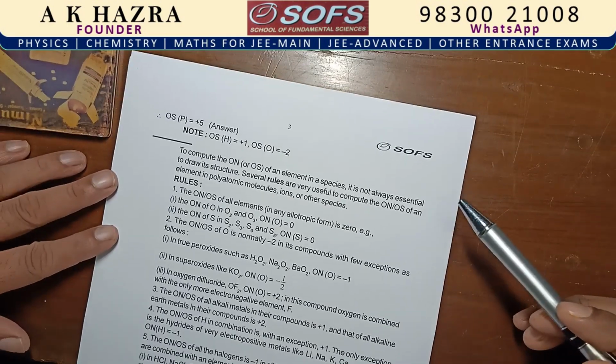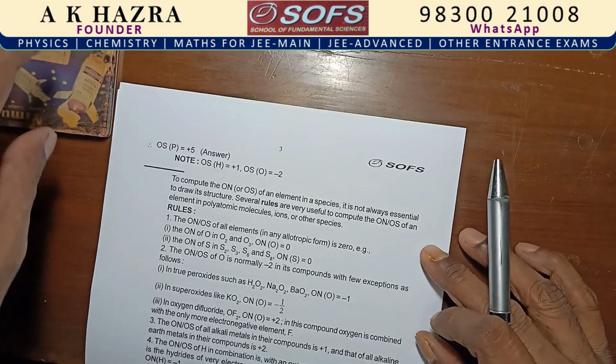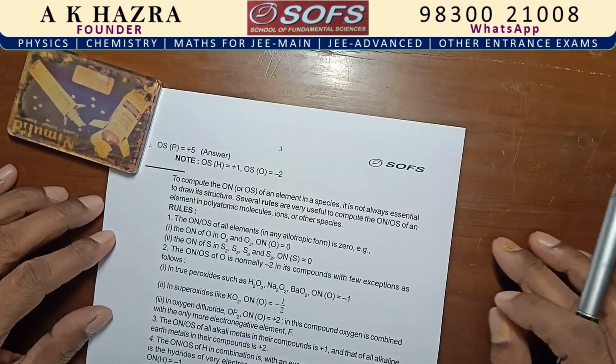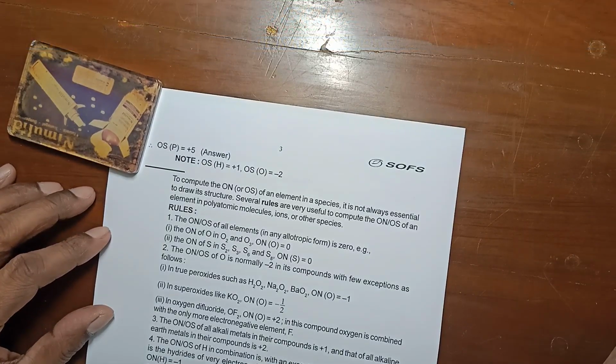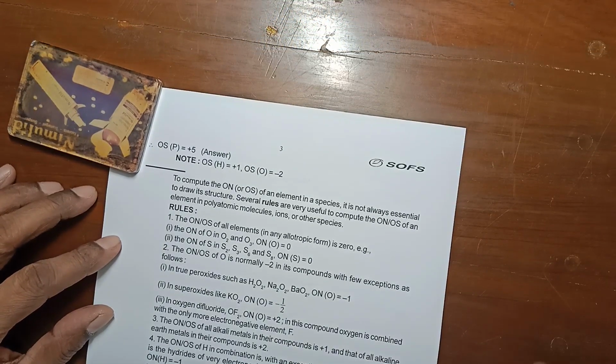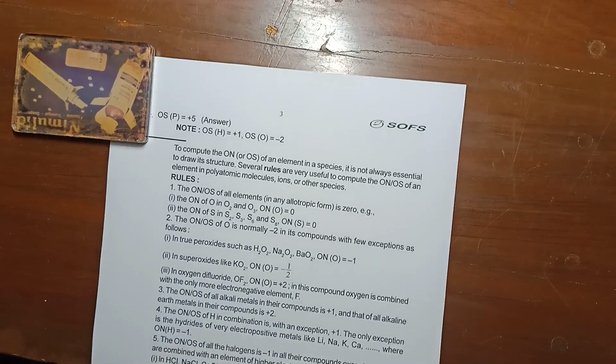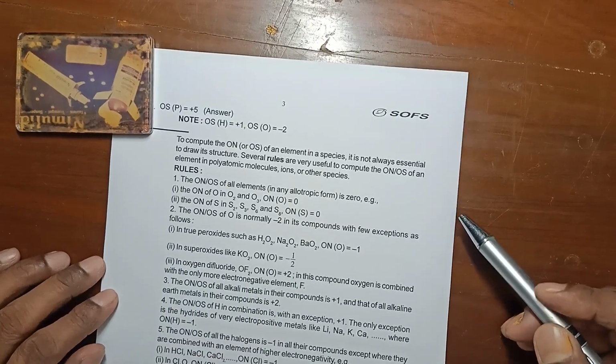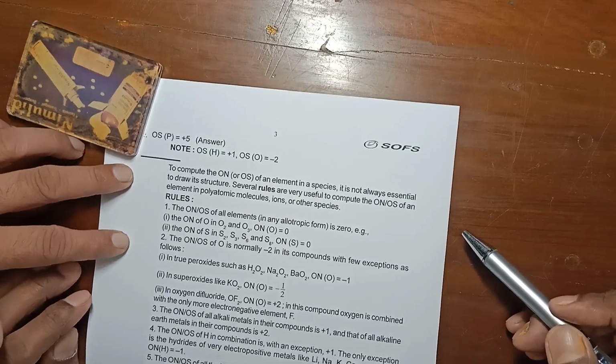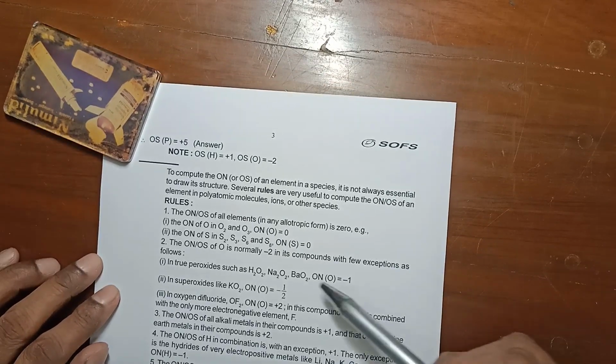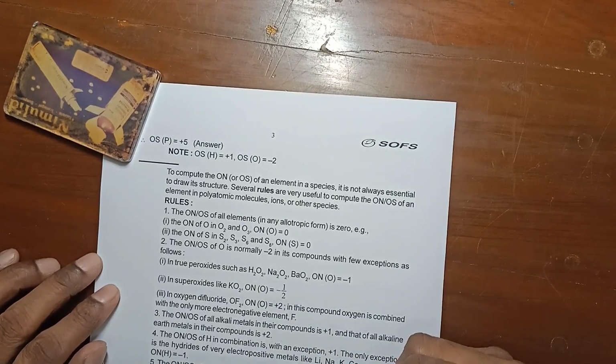Now you see, to compute the oxidation number, it is not always necessary to draw the Lewis structure or structural formula like that. We have some rules. With the help of these rules, we can also find the oxidation state or oxidation number of an atom in a compound. Let us discuss several rules.